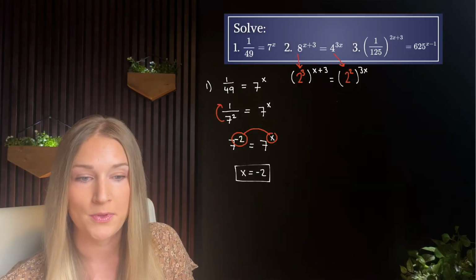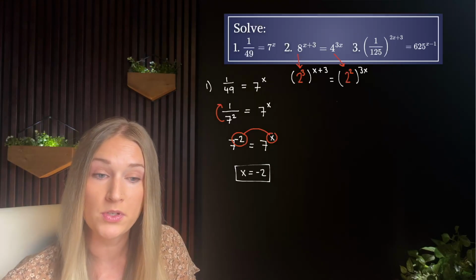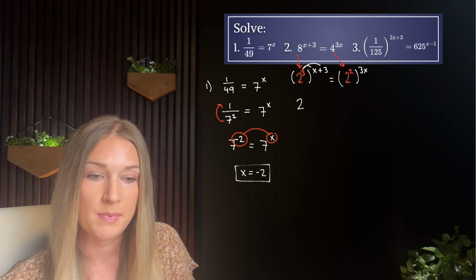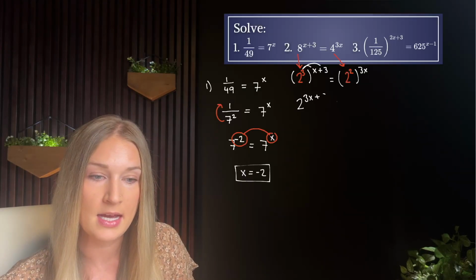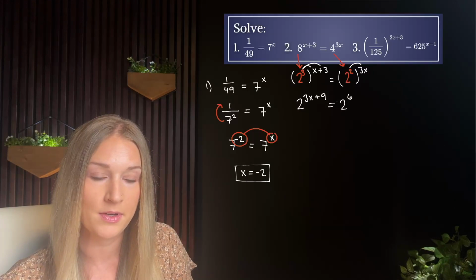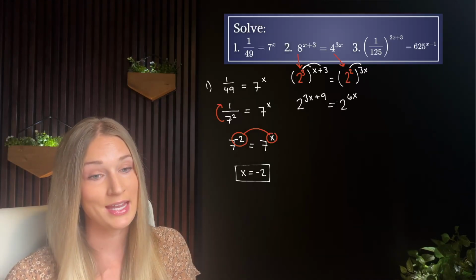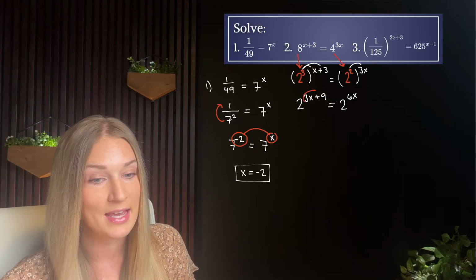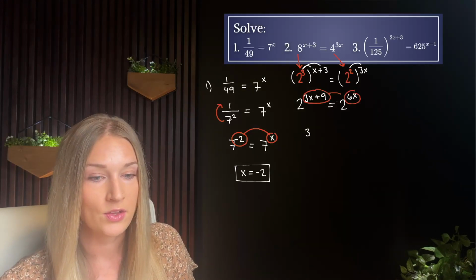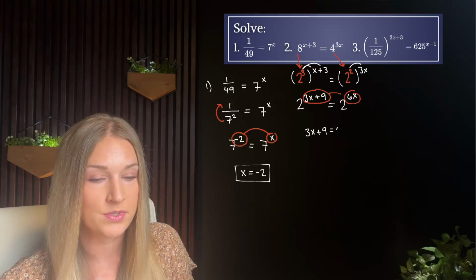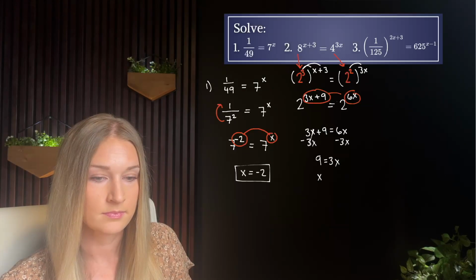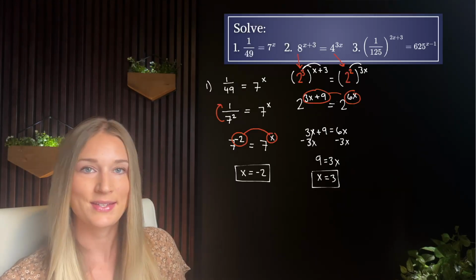Now, powers of exponents say if you have a power on a power, we multiply. So I need to take this 3 and distribute. 2 to the power of 3x plus 9. And then I multiply 2 and 3x to get 2 to the power of 6x. My bases are the same, so I use my logic that says the exponents must be equal. So I now write this equation, 3x plus 9 equals 6x, and I solve. And I find that x equals 3.